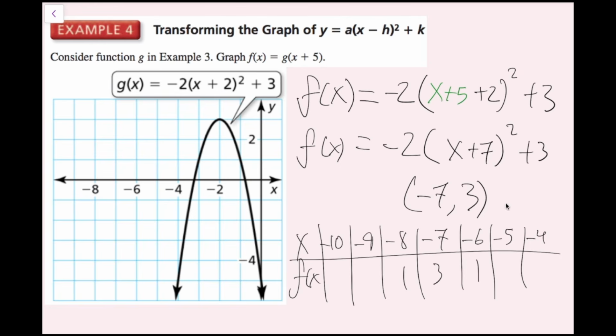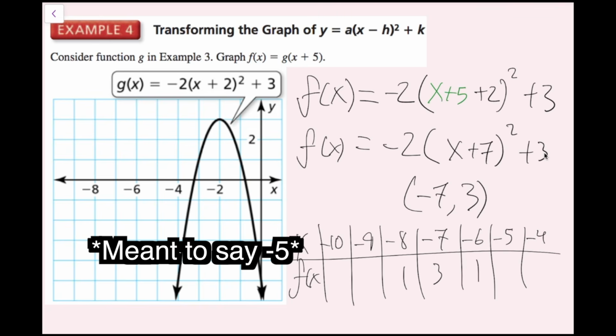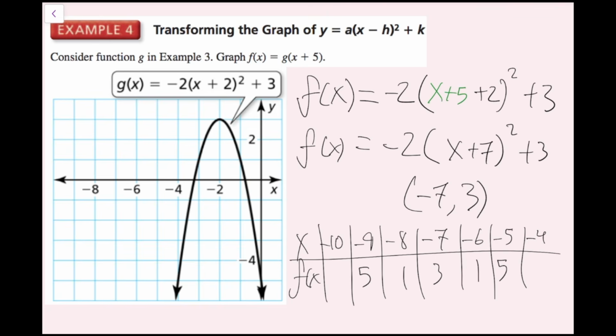And then same thing over here, -5 plus 7, that's going to be 2. 2 squared is 4. I'm going to get -8 when I multiply that. Plus 3, that's 5. And this one will not fit on our graph because we did that in our last example. Anyway, I'm going to plot these.